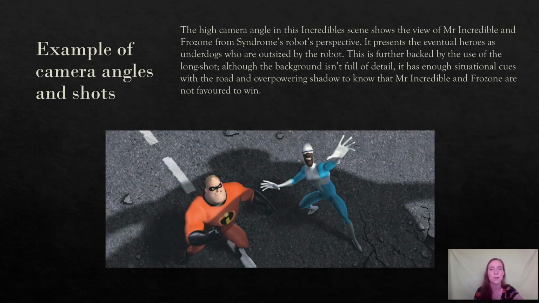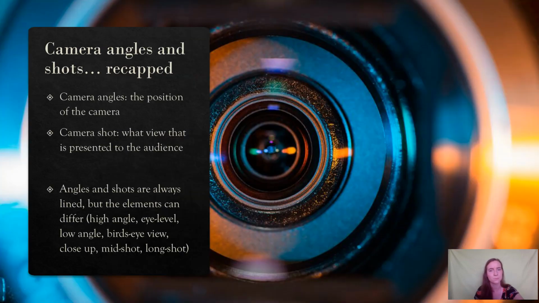In this example here with The Incredibles, it's quite a difficult one to define. We've got a high camera angle as the scene is looking down from Syndrome's robot's perspective on Mr. Incredible and Frozone. So it's presenting the eventual heroes as underdogs who are greatly outsized by the robot. And this is especially shown by the shadow that it's in. But it's also using a long shot because even though the background's not full of detail, it's got enough situational cues for us to make sense of what's happening here. So you can see the road, you can see the overpowering shadow. So it obviously gives us the idea that Mr. Incredible and Frozone are not favoured to win.